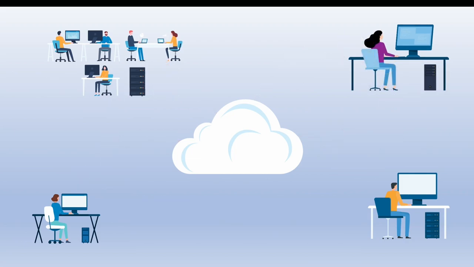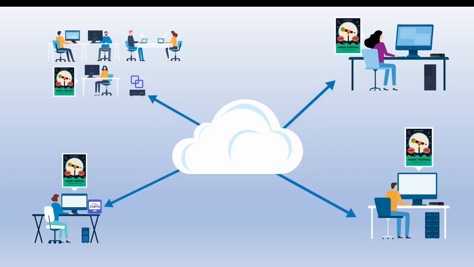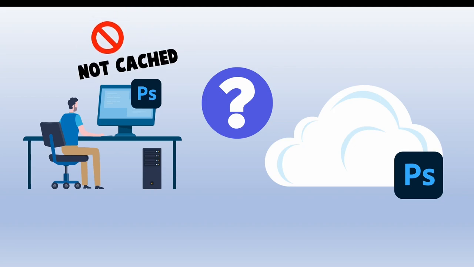With CTERA, simply deploy either a small Edge Filer caching appliance for workgroups, a personal HC100 Edge Filer, or a CTERA agent for remote users to provide access to the most recent and frequently accessed files. But what happens when you try to access files that are not cached?